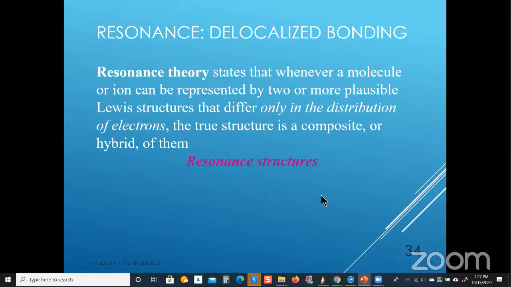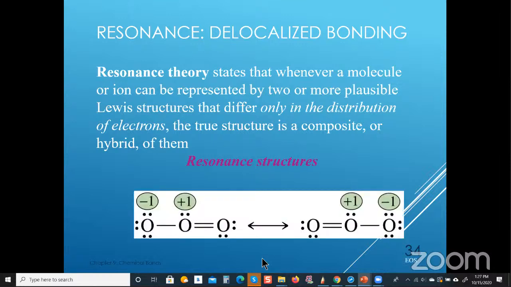So that's a bit wordy. Let me try to explain that using the example of the ozone molecule, right? What you're looking at here are two structures representing the ozone molecule. You'll notice that there are a couple of differences between these two structures.